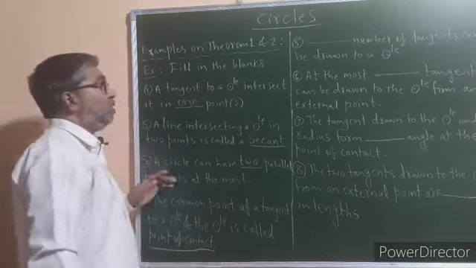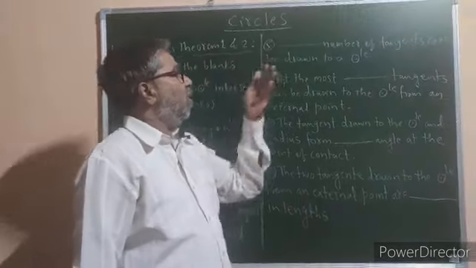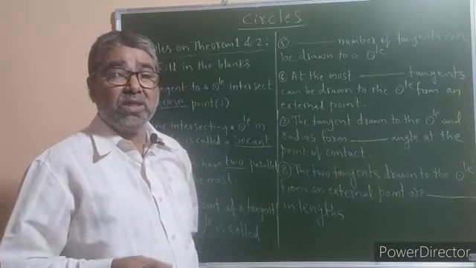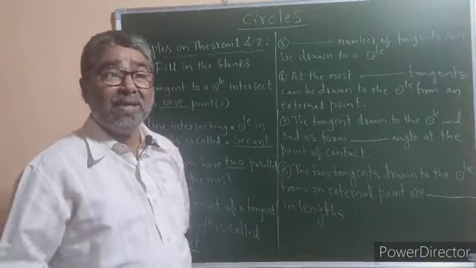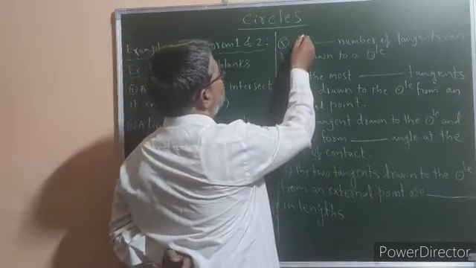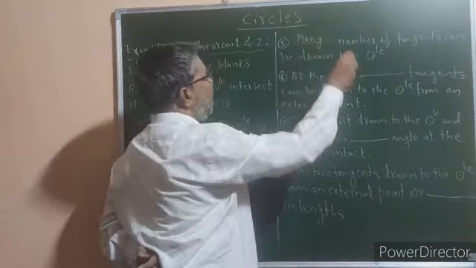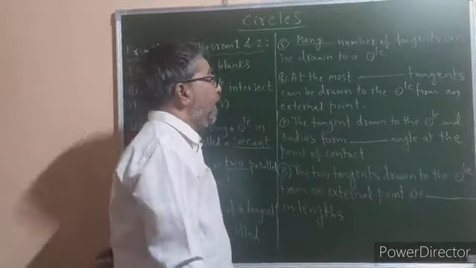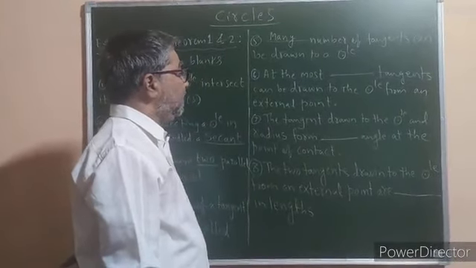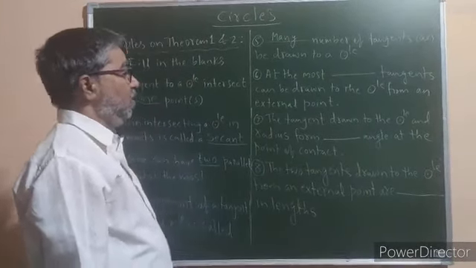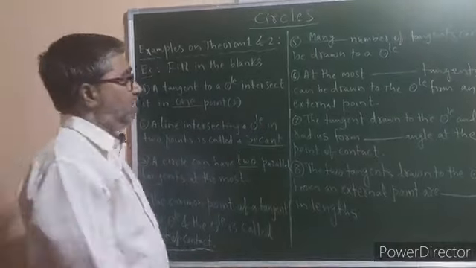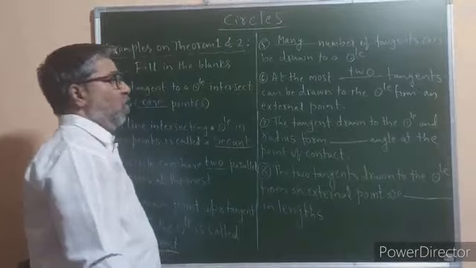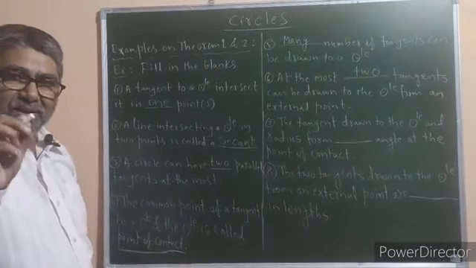Now fifth one: dash number of tangents can be drawn to a circle. The answer is infinitely many tangents can be drawn to a circle. Sixth one: at the most dash tangents can be drawn to the circle from an external point. So we can draw at the most 2 tangents from an external point to the circle.